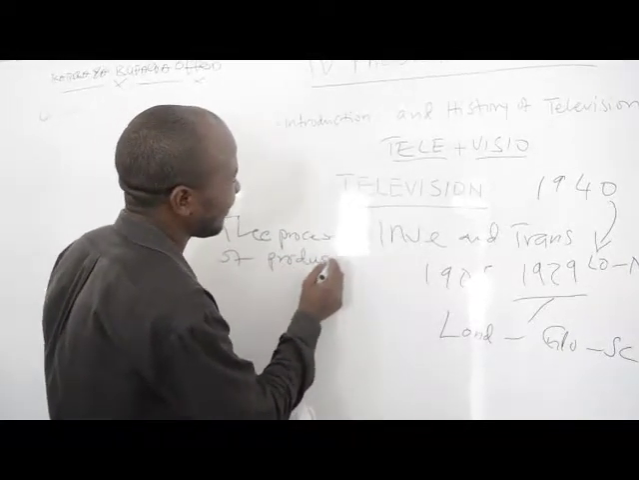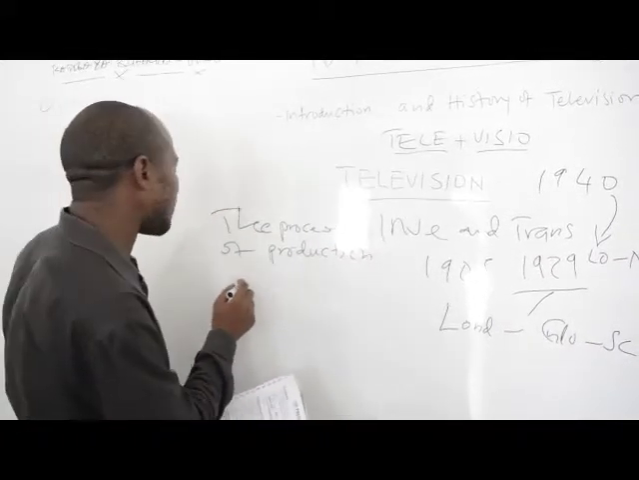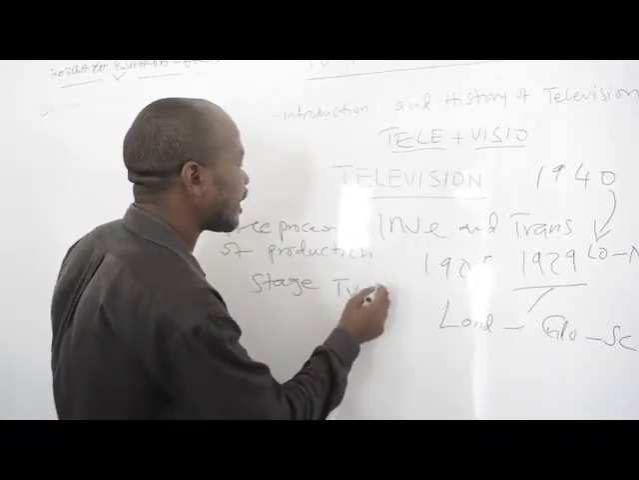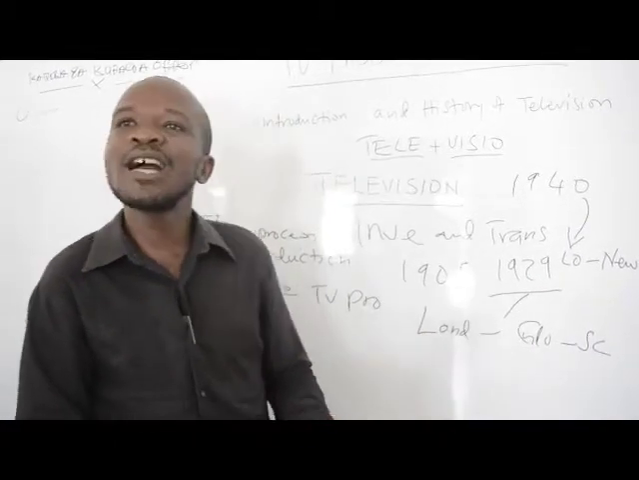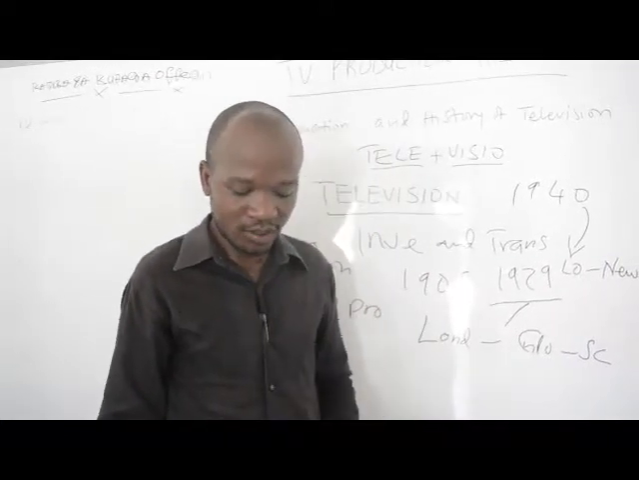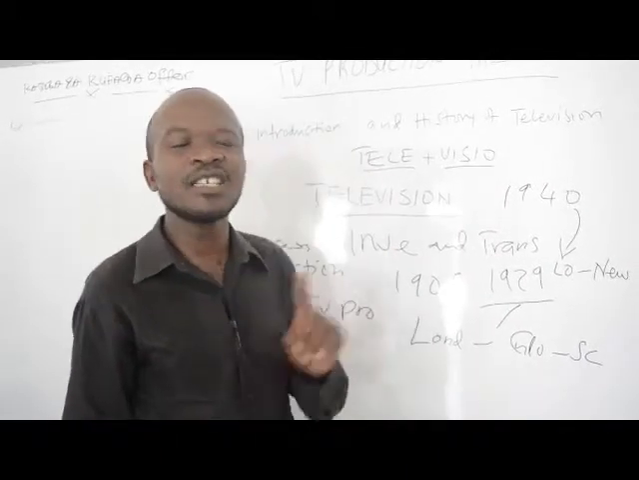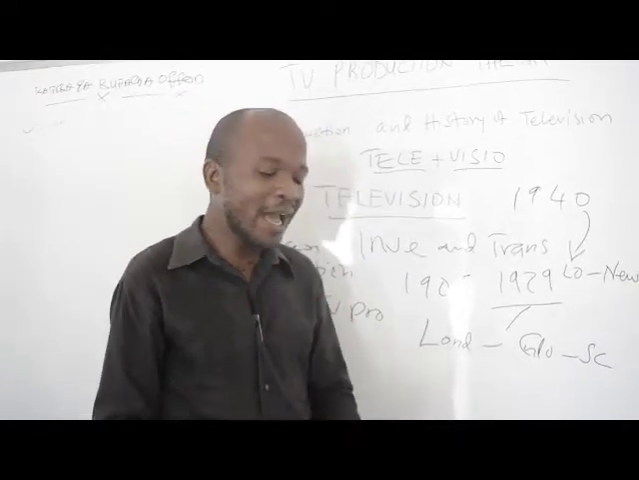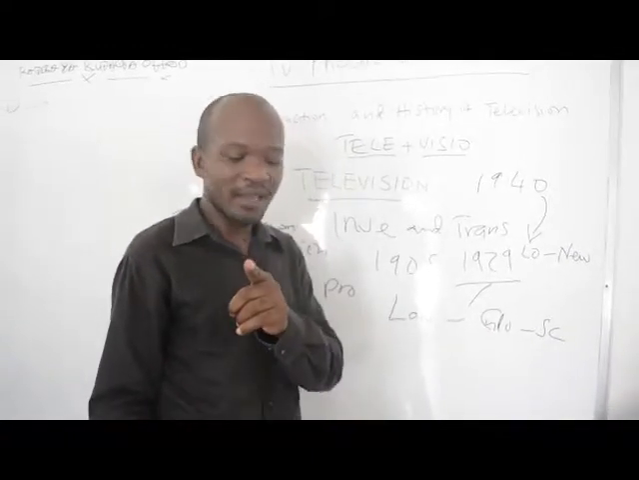The process of production, or we can say the stages of TV production. In TV production, we have three stages. The first stage we say is what? Pre-production. So pre-production, it deals with what? We are going to see pre-production.